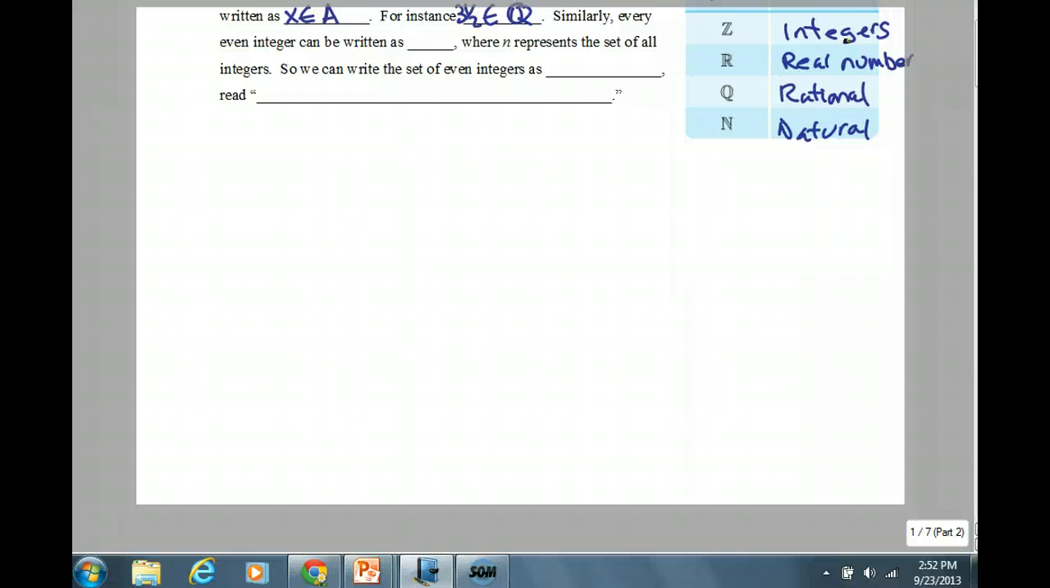Okay, so similarly, every even integer, and this is an important word here, even integer can be written as 2n. Right? Because every even can be divided by the number 2. Okay? Where n represents the set of all integers. So we can write the set of even integers like this. A bracket, 2n, and then a line, and then an n with that element of, and I'm going to put that double-sided Z there.